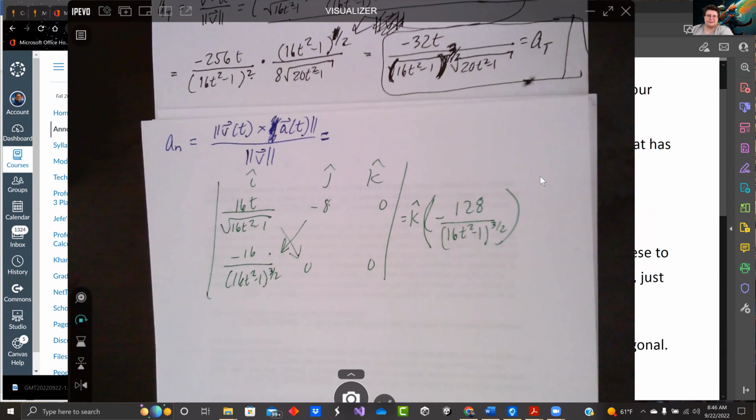All right, we want the magnitude of that. That just squares it and takes the square root. And since it's only the k component, it really just gets rid of the negative sign, right?